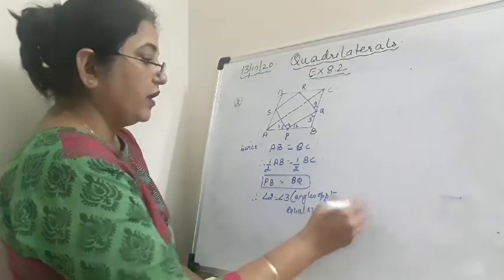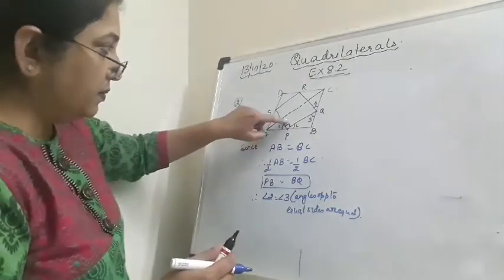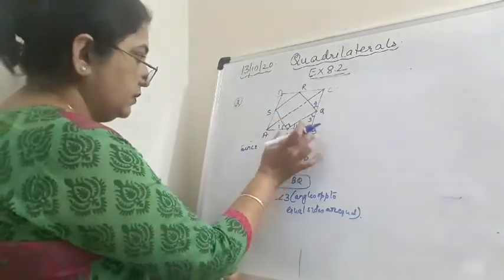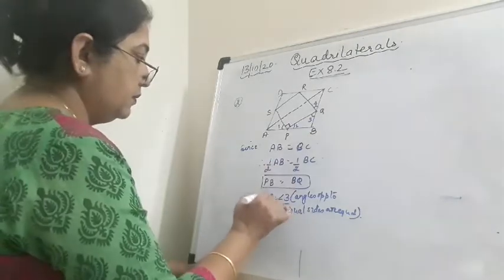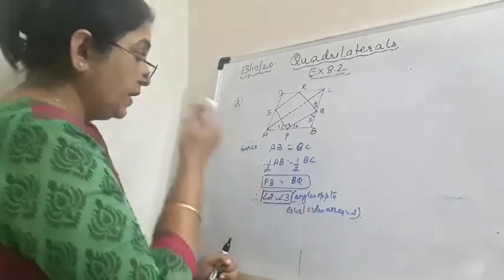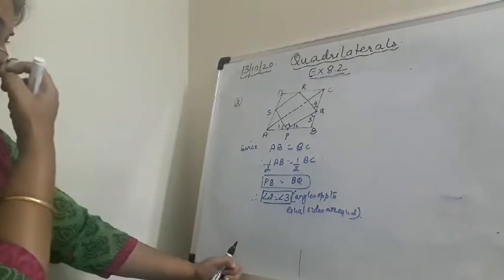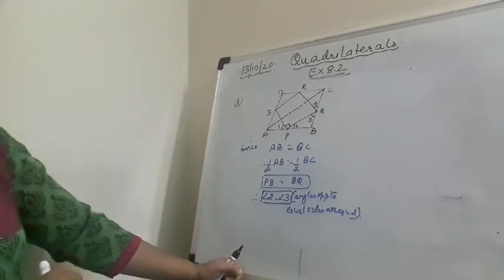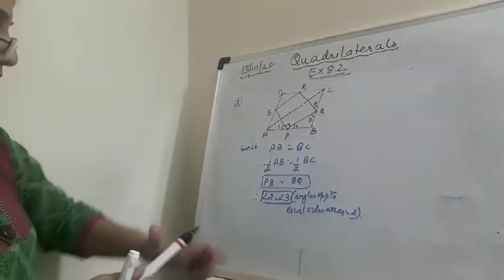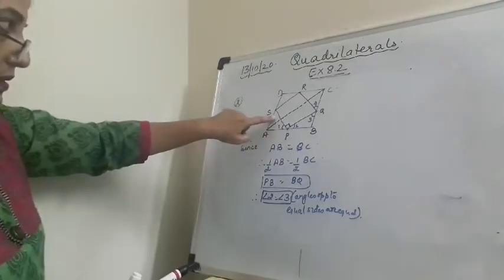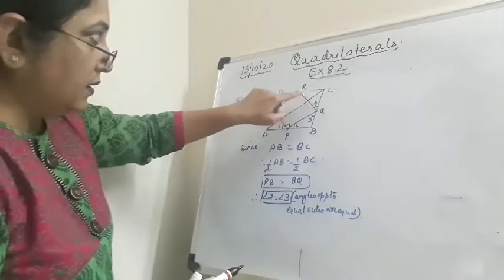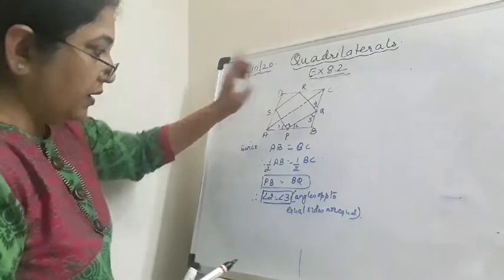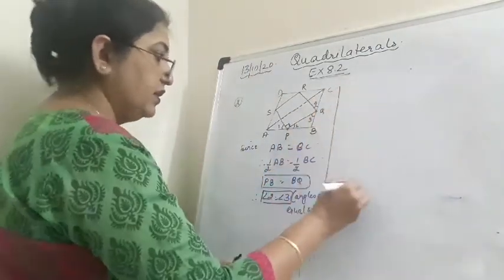Now children, what are we trying to do? We are trying to prove that this angle in between is a 90-degree angle. Okay, so this completes your first part. 2 is equal to 3. Now if I somehow prove that triangle APS and triangle RCQ are congruent, okay, we will take this part now.